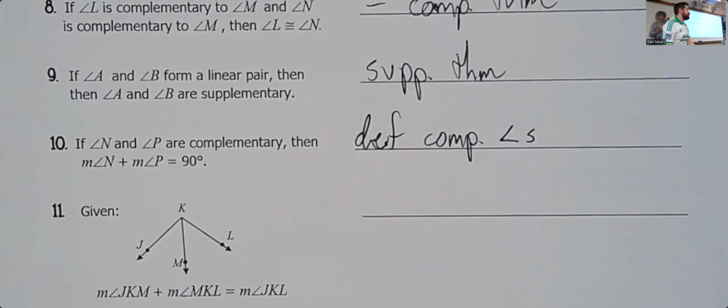So definition of complementary angles for that one. If two angles are complementary, that means they add to 90. We actually saw earlier that if two angles add to 90, they're complementary. So it works both ways. We've used definition of complementary angles twice on here.